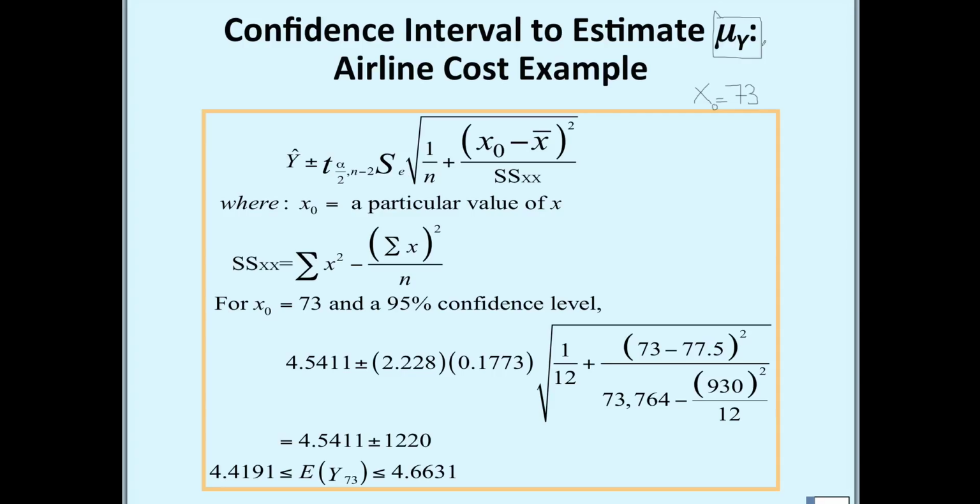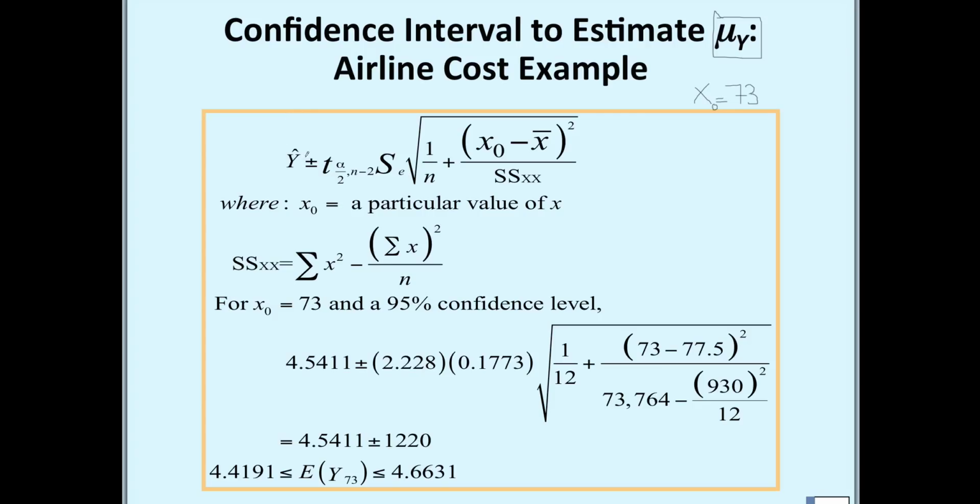For example, one of them had cost 5,000, another one has 4,000, another one 4,500. So you want to predict the mean outcome of every single one. It's not a singular one. You're not picking up one flight and trying to predict that. You're trying to predict the average of every single airline that carries 73 passengers.